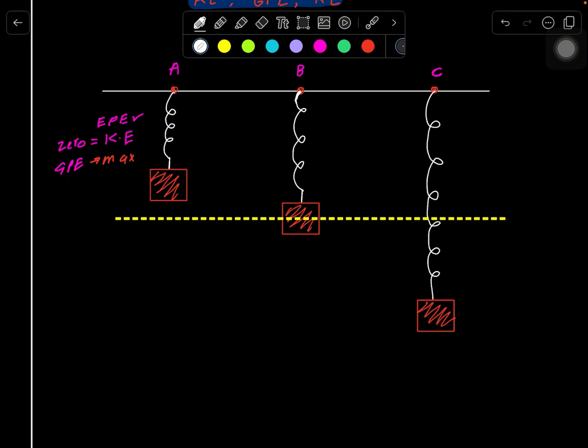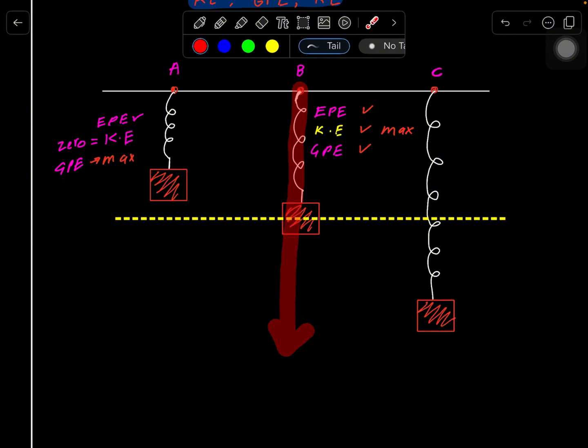It does have some form of elastic potential energy present. It does have some form of kinetic energy, and it definitely has some form of gravitational potential energy because it's still above the ground. But the gravitational potential energy here is less than here. But the kinetic energy here is maximum, because over here, it's going down, right? And it's at the highest velocity when it's in the middle position, okay?